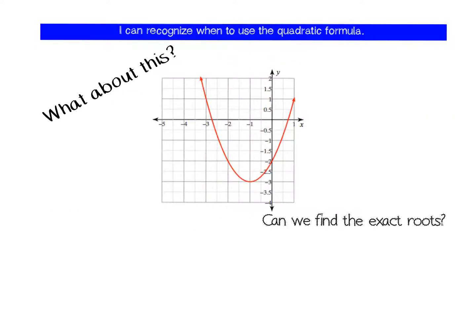So what happens if I have a graph where it doesn't cross exactly? So it's about -2.75 and about 0.6, but I can't tell exactly. So can we find the exact roots? Well, we obviously know we could graph it, but is there another way without the complication of the graphing calculator?